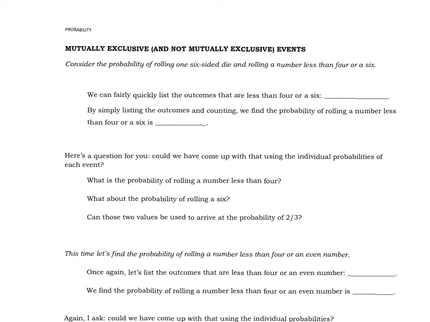Probability, example 9. Mutually exclusive and not mutually exclusive events. So consider the probability of rolling one six-sided die and rolling a number less than 4 or a 6. So we can fairly quickly list the outcomes that are less than 4 or a 6. So less than 4 would be 1, 2, 3, and then a 6 is obviously a 6.